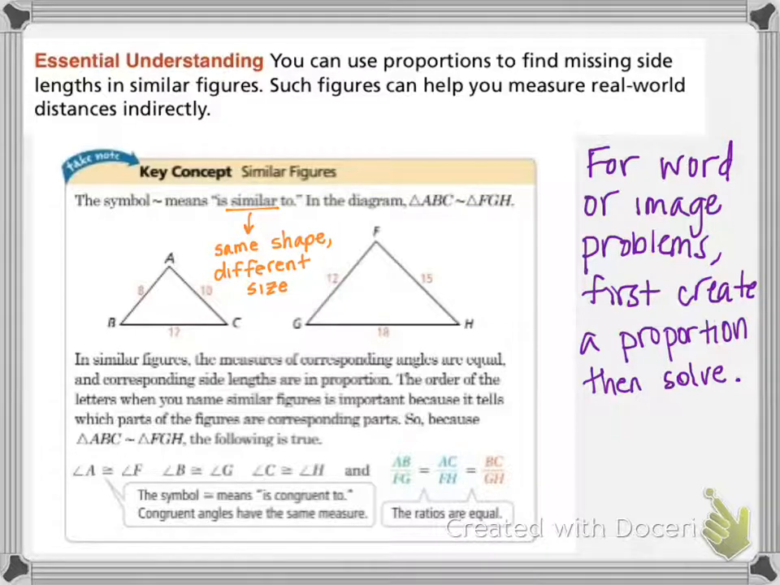So you'll see that little squiggly line, that symbol, it's called a tilde. That means similar to. And so we're going to be getting either the actual image, like a picture in the problem, or we might get a word problem. In order to solve these, we first have to create a proportion and then solve that proportion.